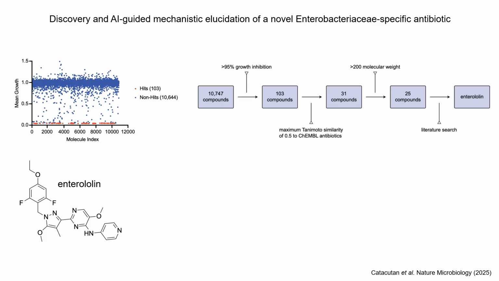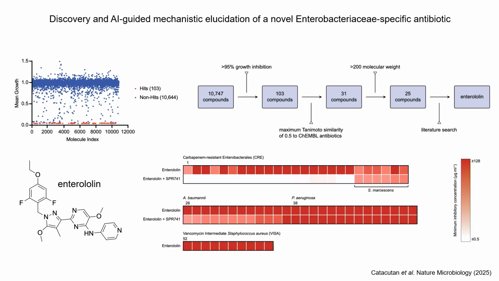No AI here. We did a screen against a clinical AIEC isolate and got lucky. We found this molecule called enterololin, which is structurally novel relative to every existing antibiotic. And when we tested it against a phylogenetically diverse panel of both pathogens and commensals, we observed that it was only active against members of the Enterobacteriaceae family of bacteria, of which E. coli is one.